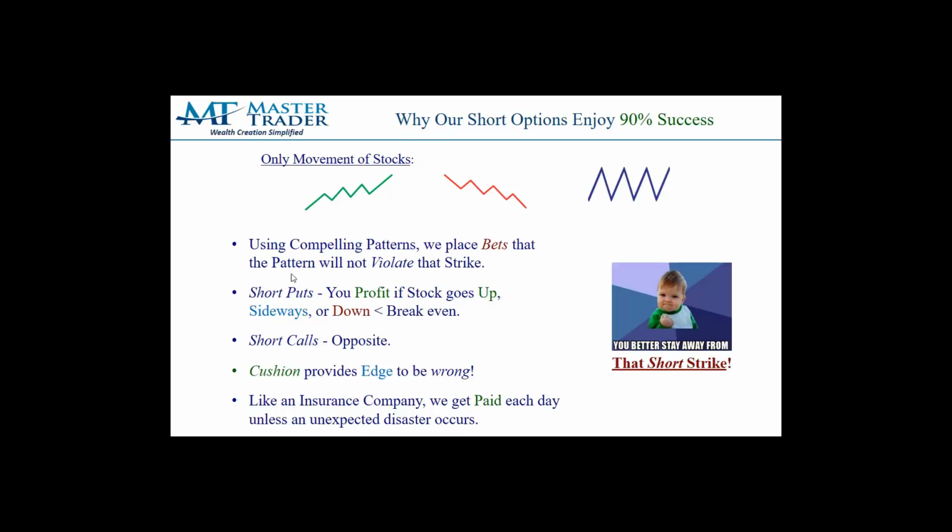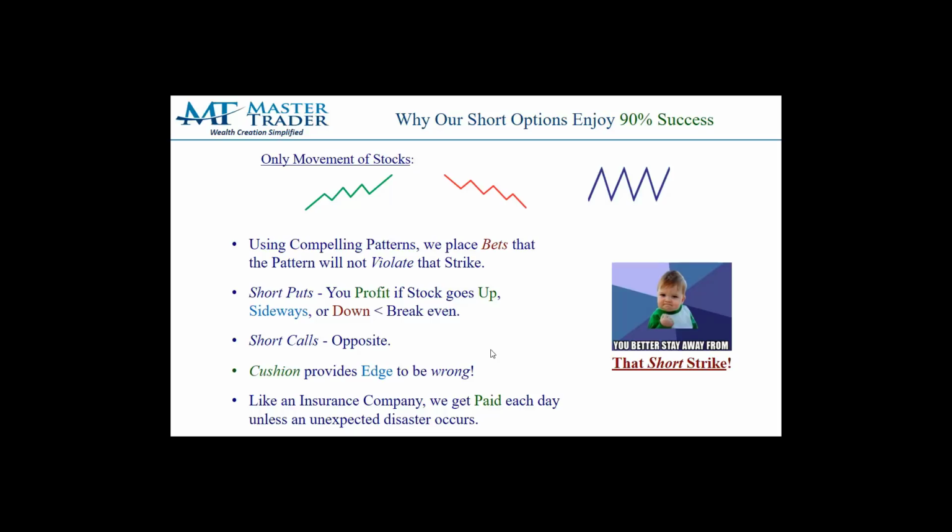So let's say we sell a put under support. We're going to make maximum profit if the stock goes up, if it goes sideways, and it can even go down a little bit and we still make our maximum profit. Short calls, just the opposite of that. The beautiful thing in selling options is the premium that we take is like a cushion to be wrong. So the stock can go against us and we still make our maximum amount of money, provided at expiration it doesn't go beyond our break-even point.